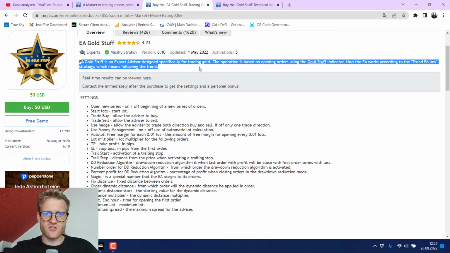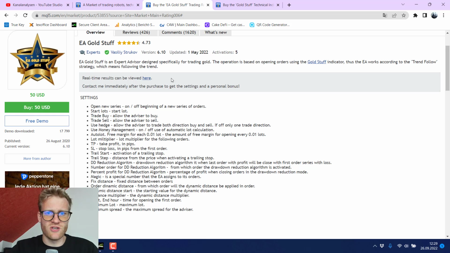This description here says that you should use this mainly in the gold market, which is XAU US dollar. We will see this later on in the MetaTrader 5. And it says that it uses the gold stuff indicator and then works as a trend follow strategy.